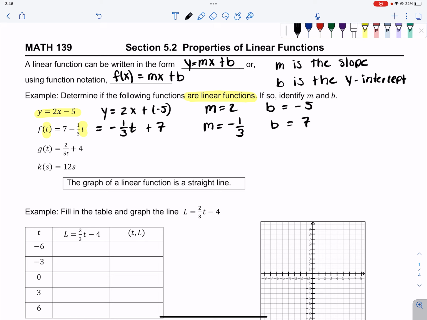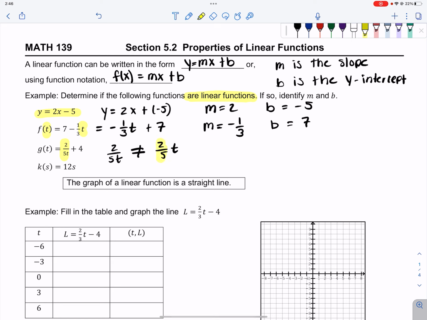The next function, we have g of t equal to 2 over 5t plus 4. And the issue with this one here is we have 2 over 5t. And one thing that I want to make a little note of, that 2 over 5t is not the same thing as 2 over 5 times t. If you notice on the left side, t is in the denominator of that fraction, while on the right side of that, not equality there, t is being multiplied.